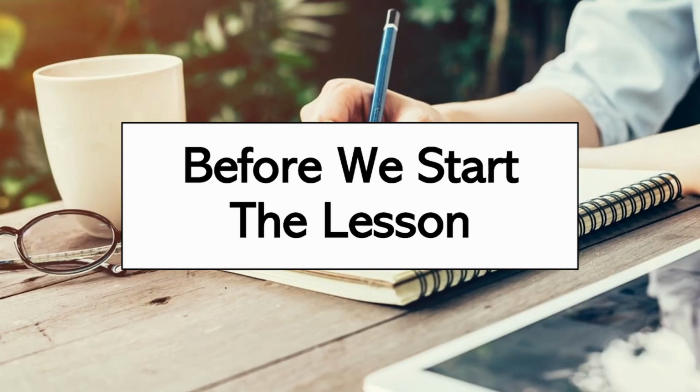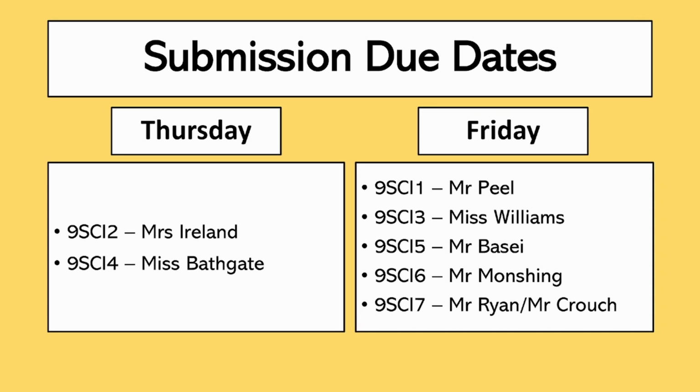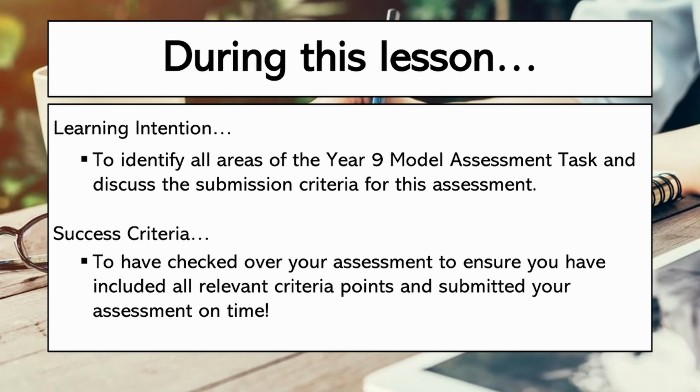Now, before we begin, we just want to make sure that we're reminding everyone of when our submission dates are. Today we've got 9 SCI2 and SCI4, so that's Mrs. Ireland and Miss Bathgate's science classes. And then tomorrow we've got Mr. Peel, Miss Williams, Mr. Bazet, Mr. Monching, and then Mr. Ryan and myself's classes. So that's 9 SCI 1, 3, 5, 6, and 7. So make sure you're paying attention to that because you don't want to be submitting your assignment late.